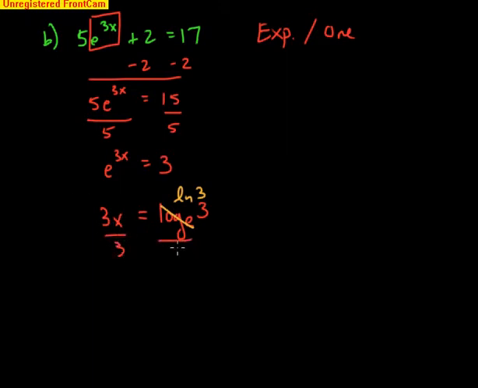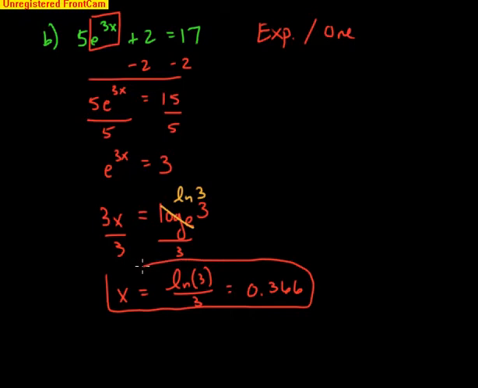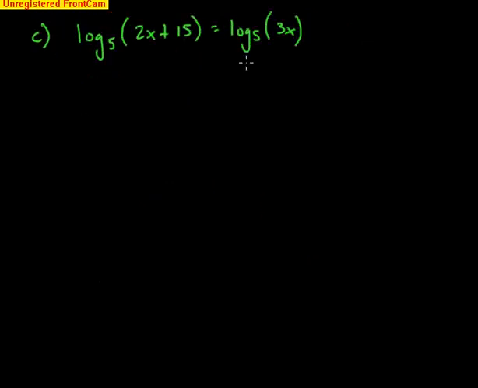And now to get x by itself, I'm going to divide by 3. So my answer is going to be the natural log of 3 divided by 3. And I'll do that in the calculator real quick. The natural log of 3 divided by 3. And we get 0.366. There was no need to check because this was an exponent problem. x can be anything. So there is my final answer. So there are some exponent problems, okay? And again, one side or both sides, how you handle them is a little bit different.